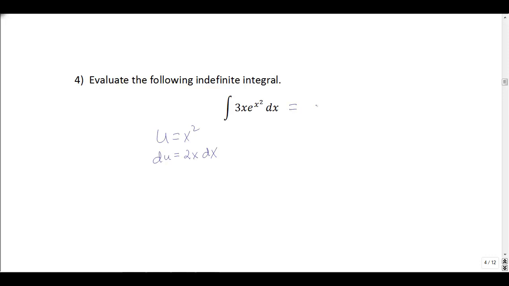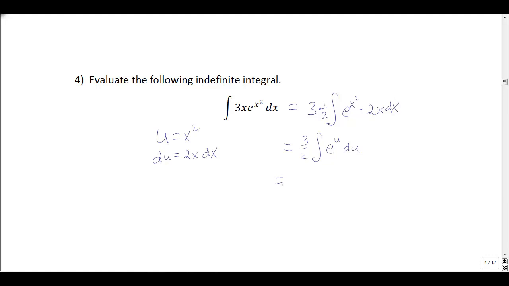So what I'm going to do is I'm going to rewrite this. I'm going to pull the 3 out in front, and I'm going to write the e to the x squared first, and then times x dx. But I want to get a 2x dx, so I'm going to add a 2 there. But I can't just multiply by 2, so I'm going to multiply by 1/2 somewhere else. I'm going to choose to do that out in front. And now I'm going to do my substitution. 3 times 1/2 is 3/2. E to the x squared is e to the u, and then this 2x dx is du.